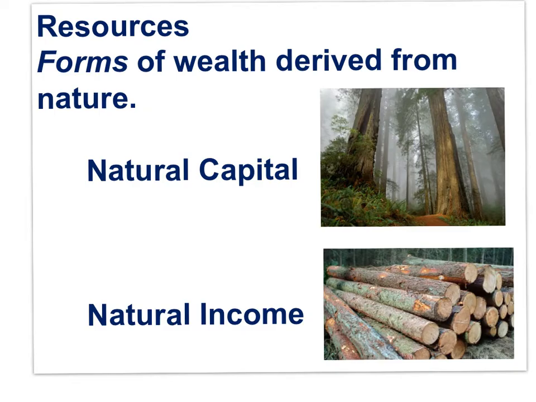Natural resources are forms of wealth derived from nature. Natural capital is the storage or the stock. Capital is measured in mass per area terms. The forest is the storage or the stock. Natural income is a flow. It's the harvest, the yield that's taken from the capital. Natural income is what's used by people, exploited by people. And in this photo, the natural income is the harvest of timber from the forest, measured as a rate in mass per area per time terms.